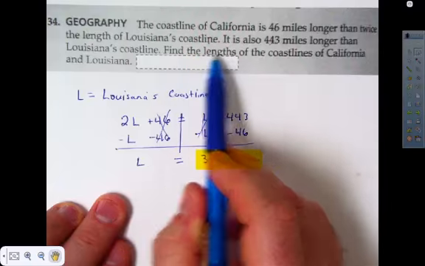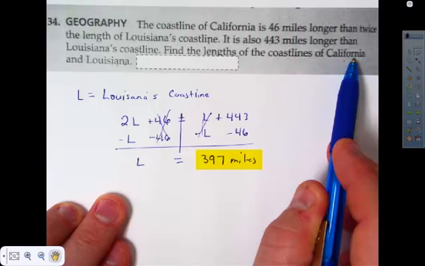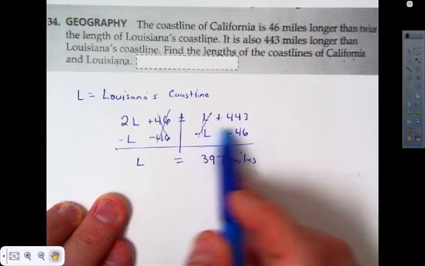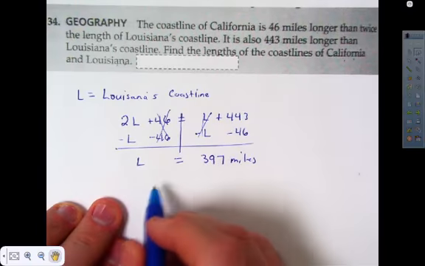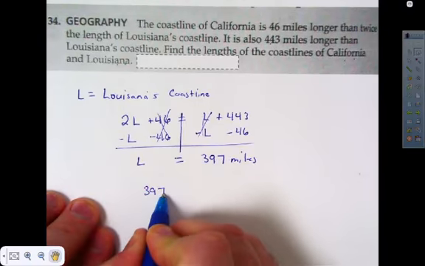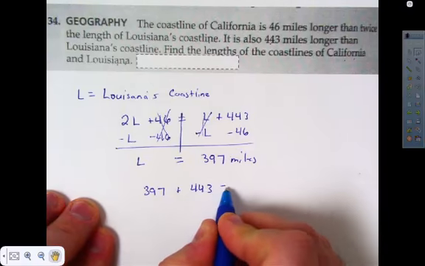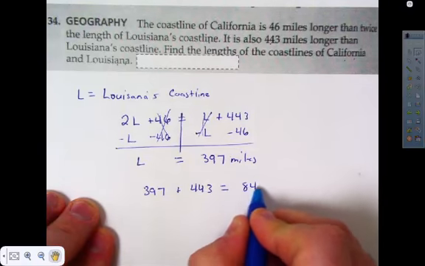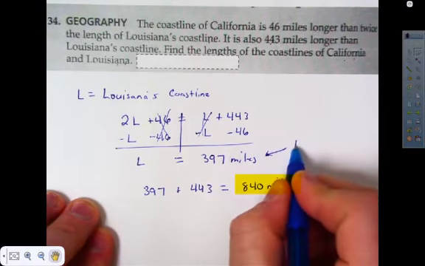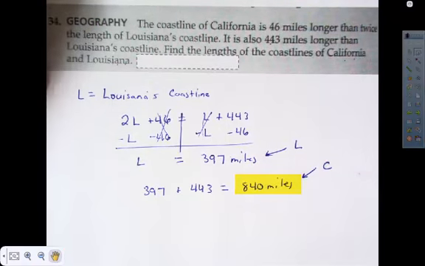Up here it says to find the lengths of the coastlines of California and Louisiana. We have Louisiana's, now we need California's. If we take our L, we can plug it back into either this part of the equation or this part, and I'm just going to choose that one. Either way, it'll turn out to be the same. So L, which we said was 397, plus 443 miles longer. If I add those two together, I get 840 miles for California's. So this one was Louisiana's, and this one would be California's. And that's how you do question number 34.